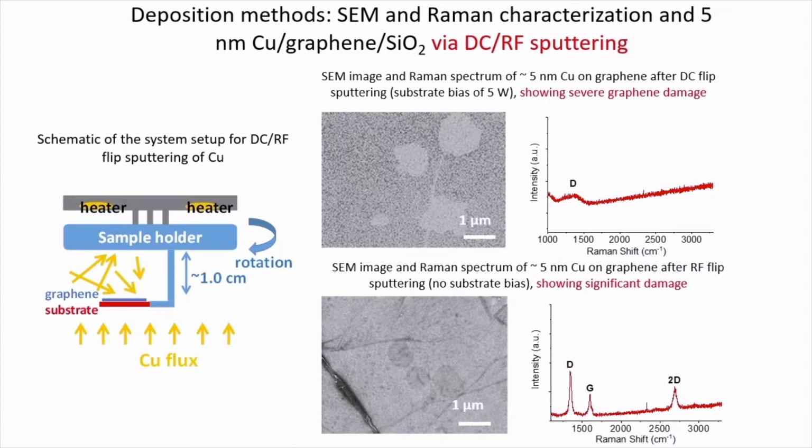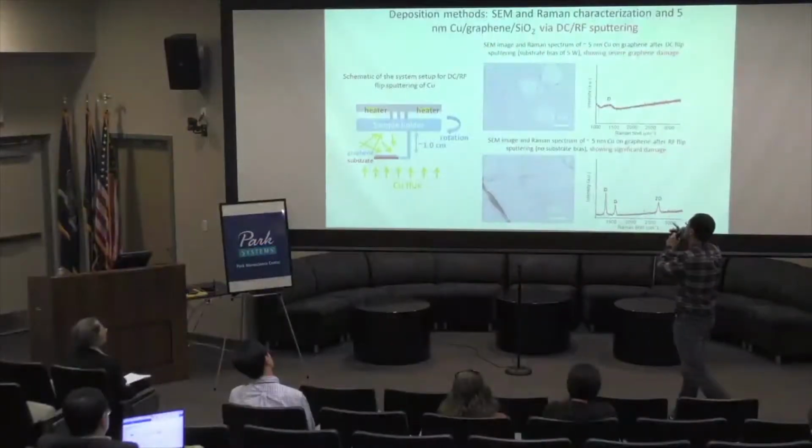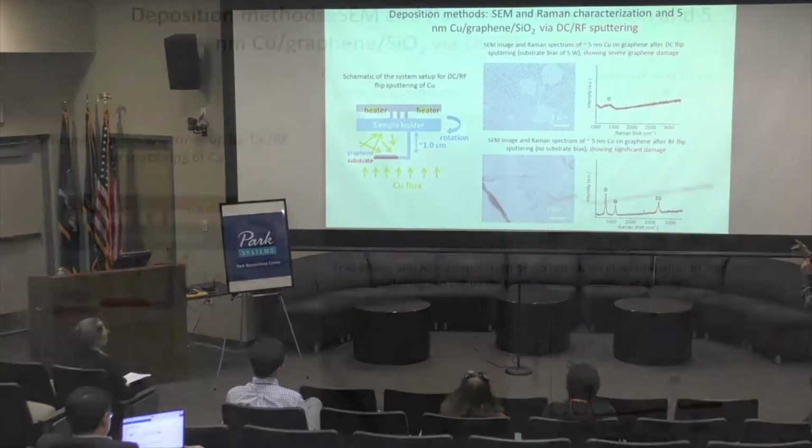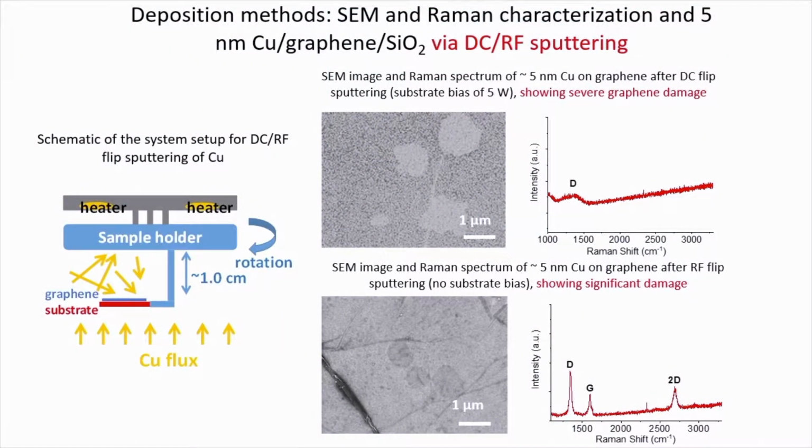The top two pictures show the result of DC sputtering of 5 nanometer copper on the graphene, and the Raman spectrum shows severe damage. Basically, the 2D and G peaks disappeared, and there's only a big hump of the D peak. This is a spectrum like amorphous carbon after the deposition. The bottom one is where we use RF sputtering.